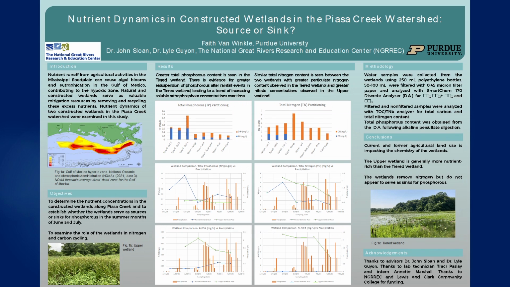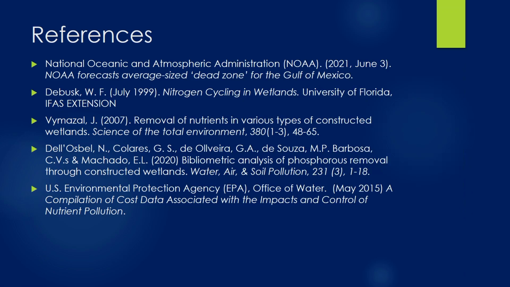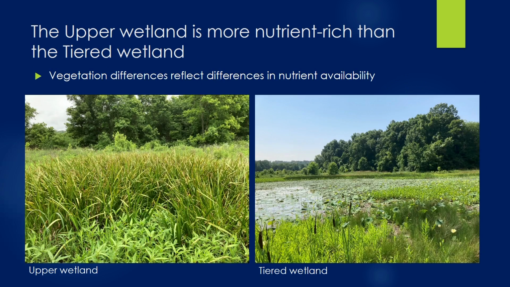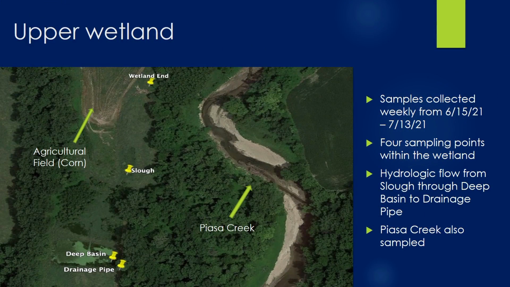Faith, just for people to understand clearly what was going on. So that tiered wetland, so the upper wetland, you had water flowing in and water flowing out, right? Yes. To be clear, the upper wetland had flow observed in it across the sampling locations. So the upper wetland had water flow observed down through this wetland, the slough into the deep basin, out through this drainage pipe. We saw active water movement within this wetland.